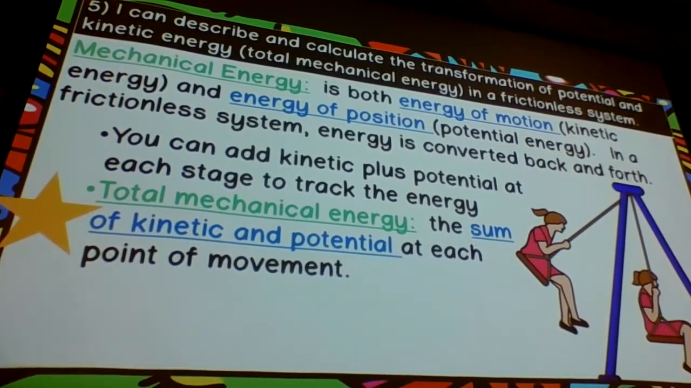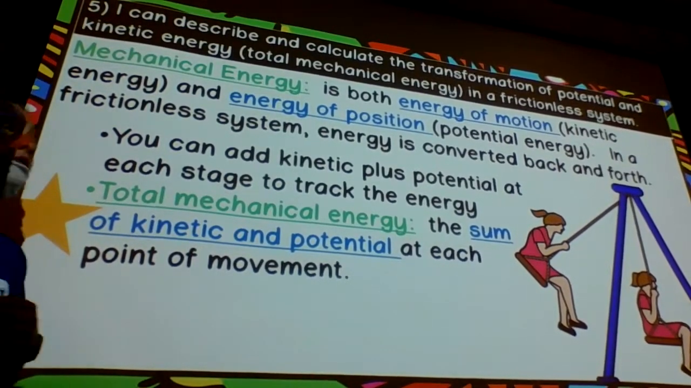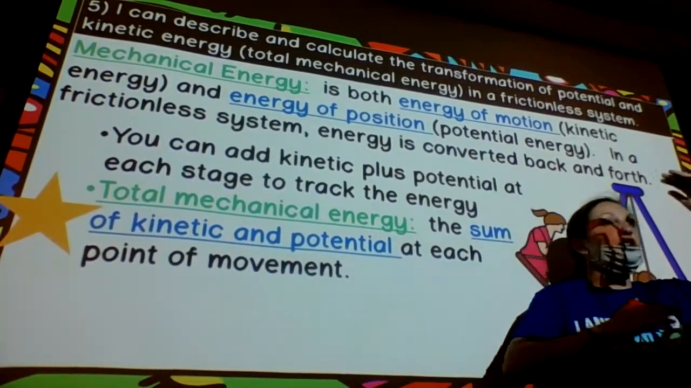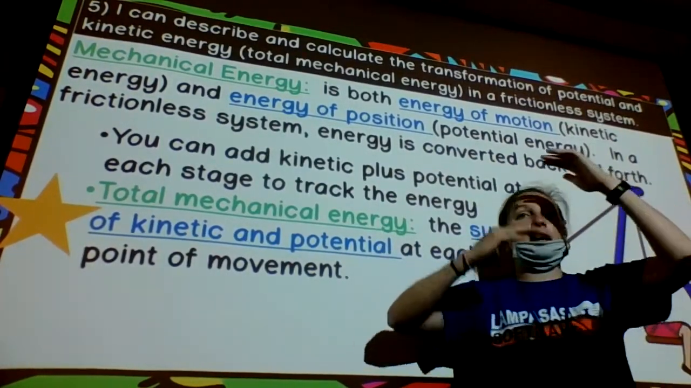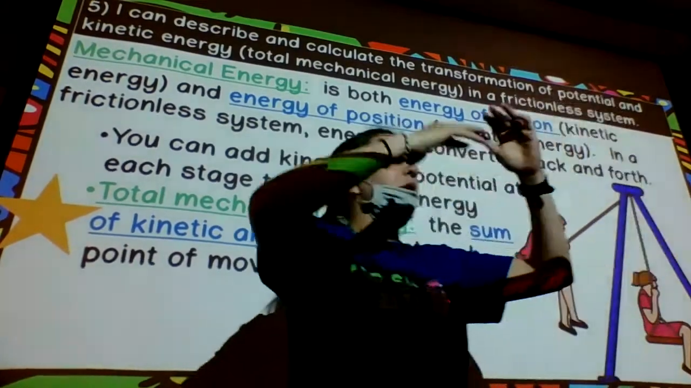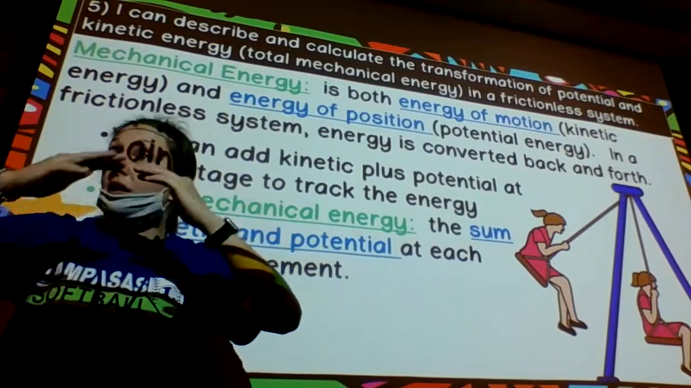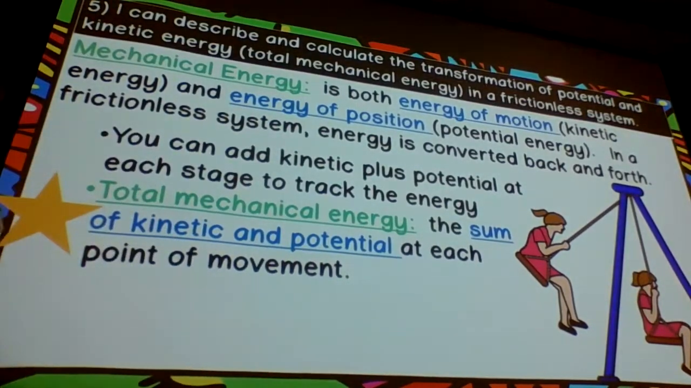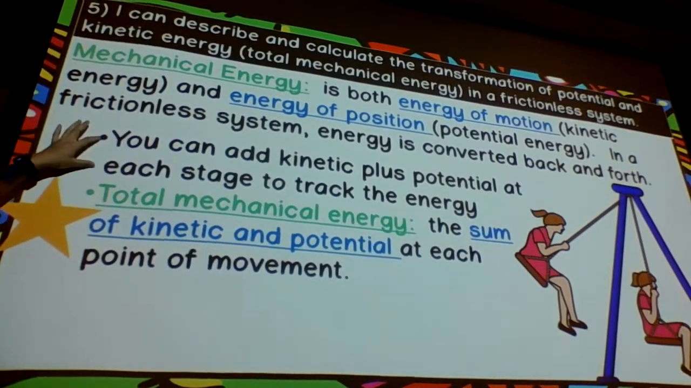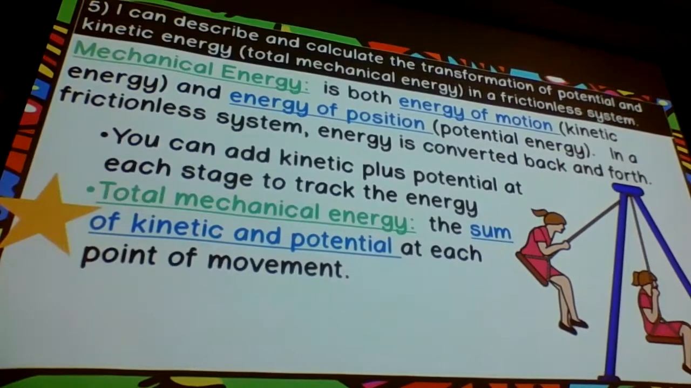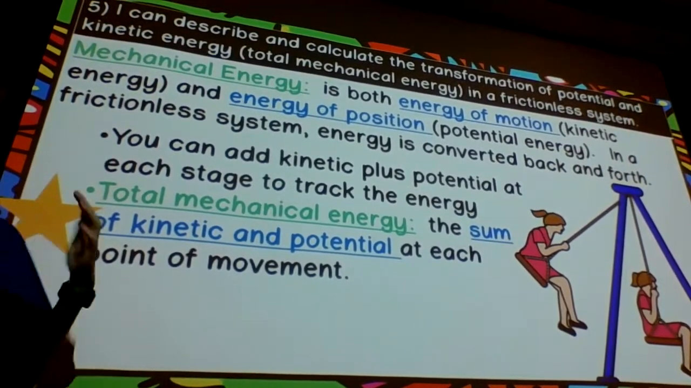In a frictionless system, energy is converted back and forth. So that goes back to when I showed that roller coaster video of potential and kinetic energy kind of being fluid with each other. One goes up, the other goes down, back and forth. Sometimes you can have both of them at the same time. We're going to calculate that today, okay? You can add kinetic plus potential at each stage to track the energy. Total mechanical energy is the sum of kinetic and potential at each point of movement.